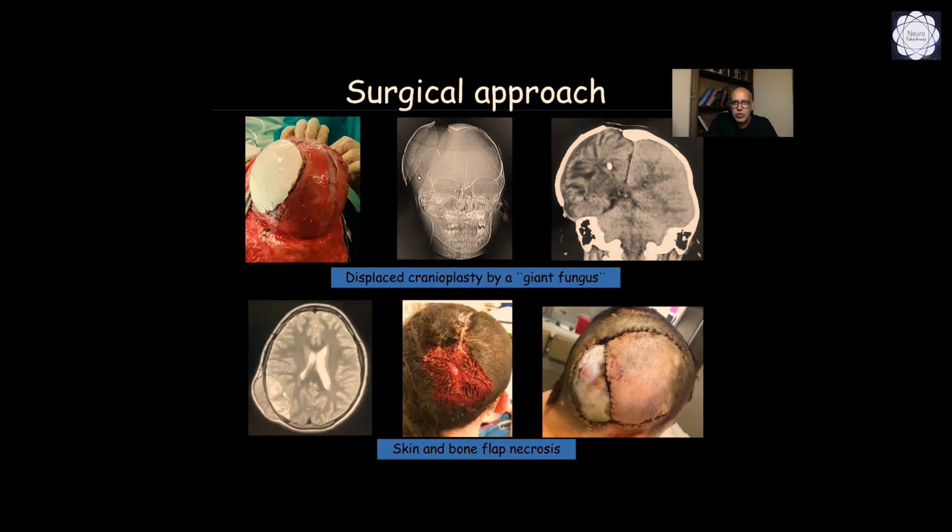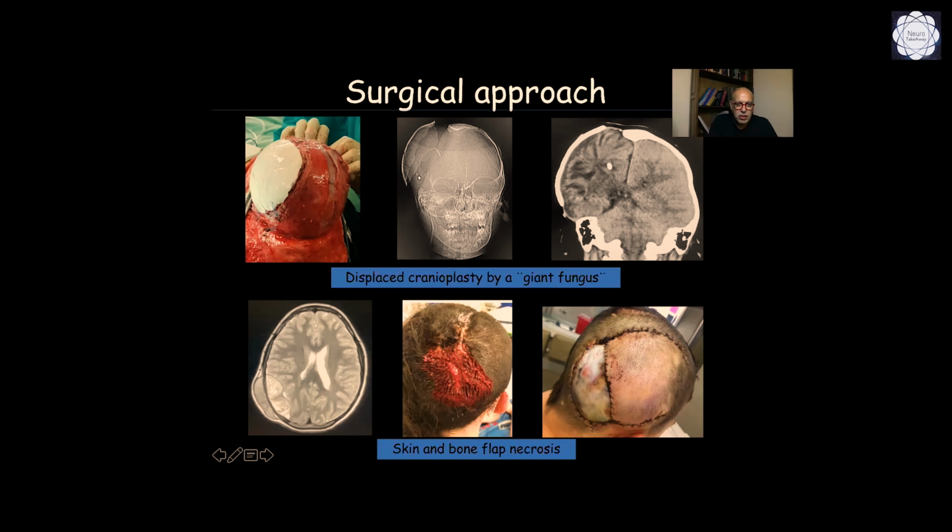Regarding the surgical approach, this is a very important part of the surgery. Nevertheless, it is usually performed by the youngest neurosurgeons. You can see here in the upper row a case in which the surgeons placed a cranioplasty made of bone cement, which is usually very safe, but in this case, it was associated with outward displacement by the brain, which has edema. This is in the jargon called a giant fungus. So this patient had to be reoperated.